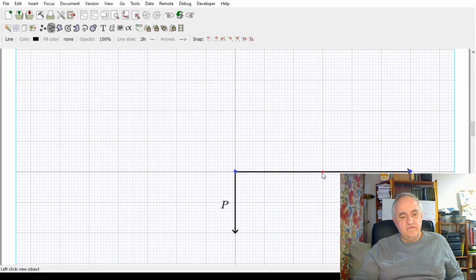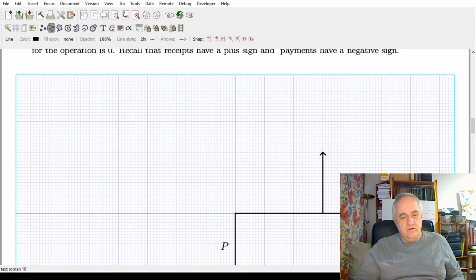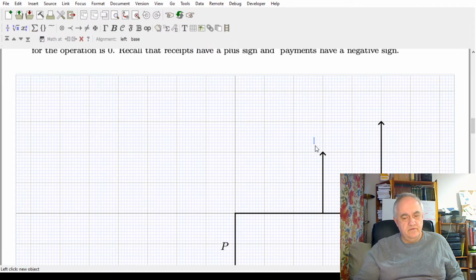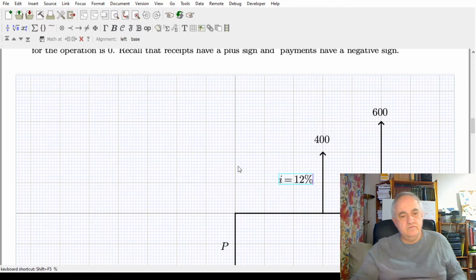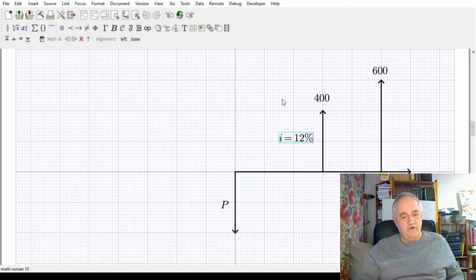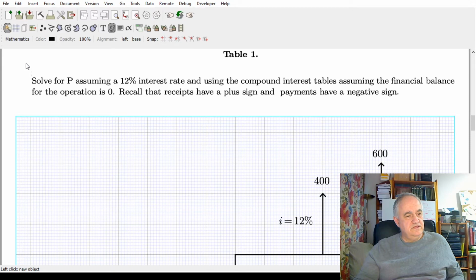So we have this. Let's call this 400, and then let's call this 600. So we have 400 here and 600. And we know that the rate of interest is i equal to 12%, if I'm not wrong. Okay, perfect.